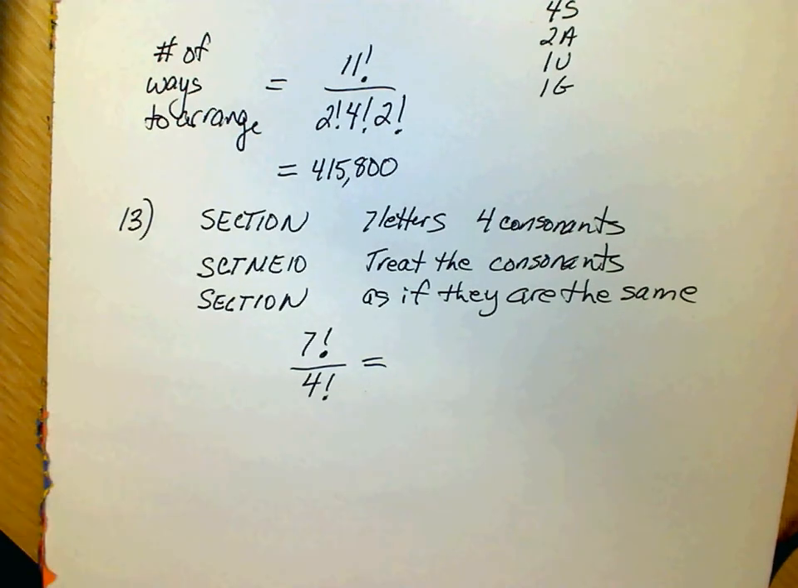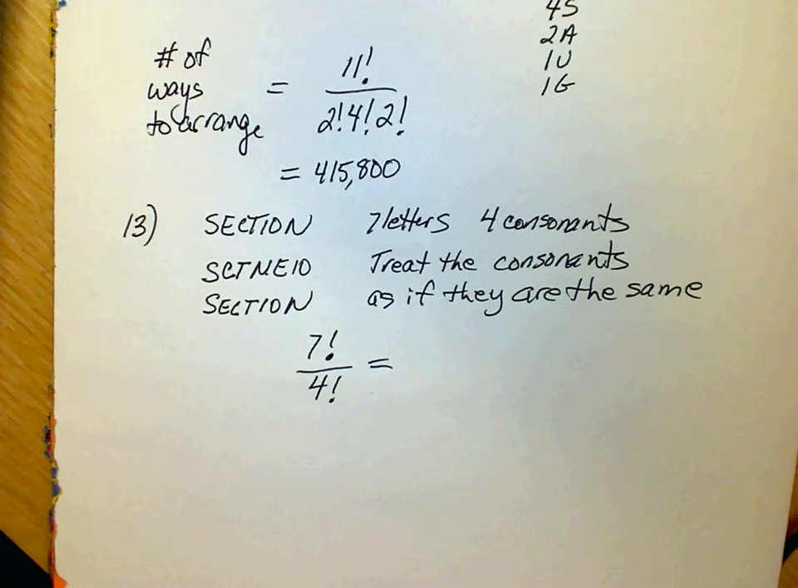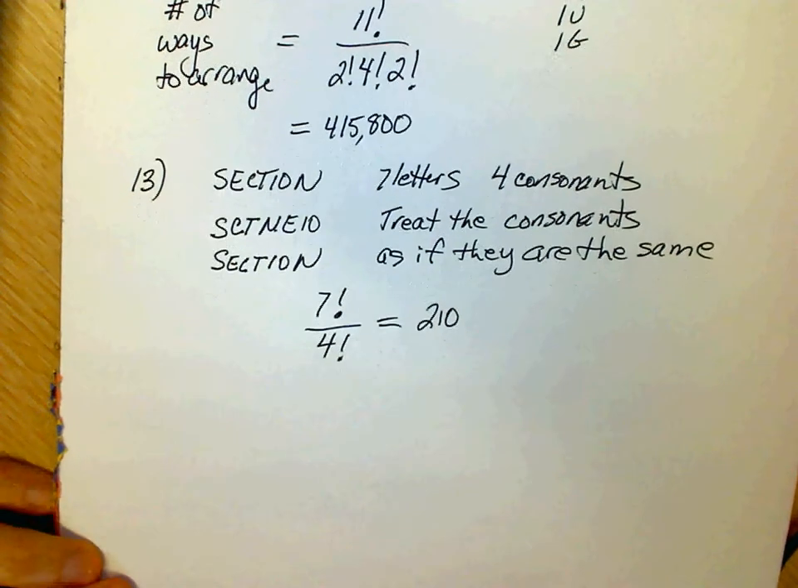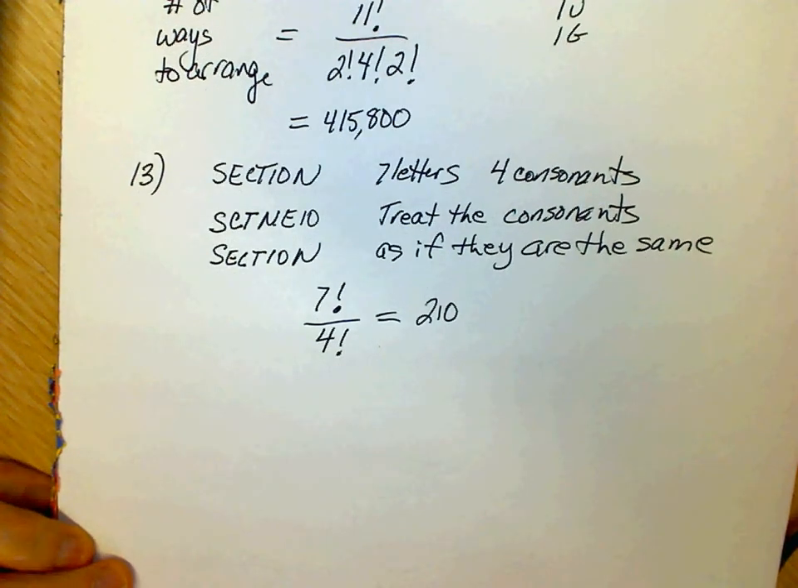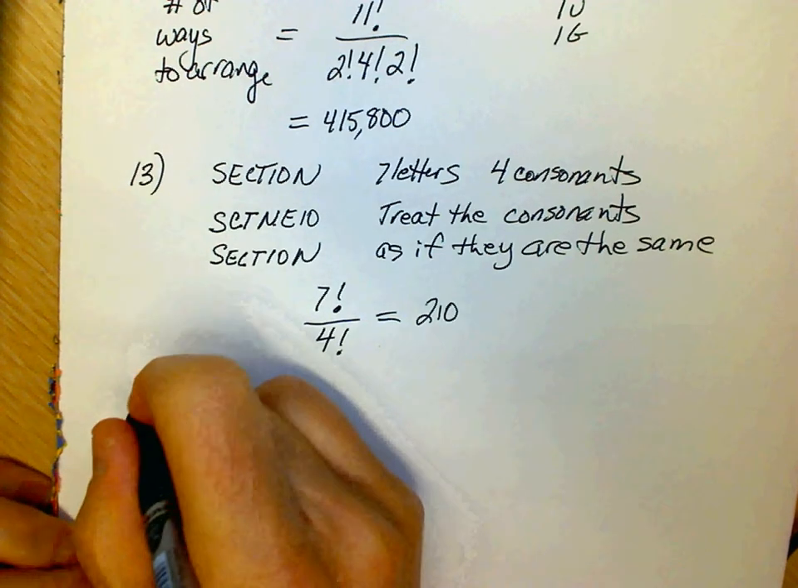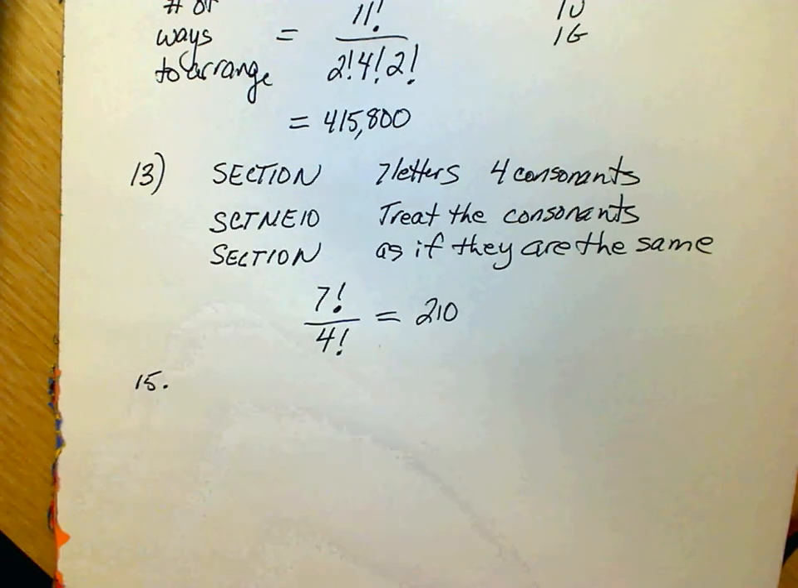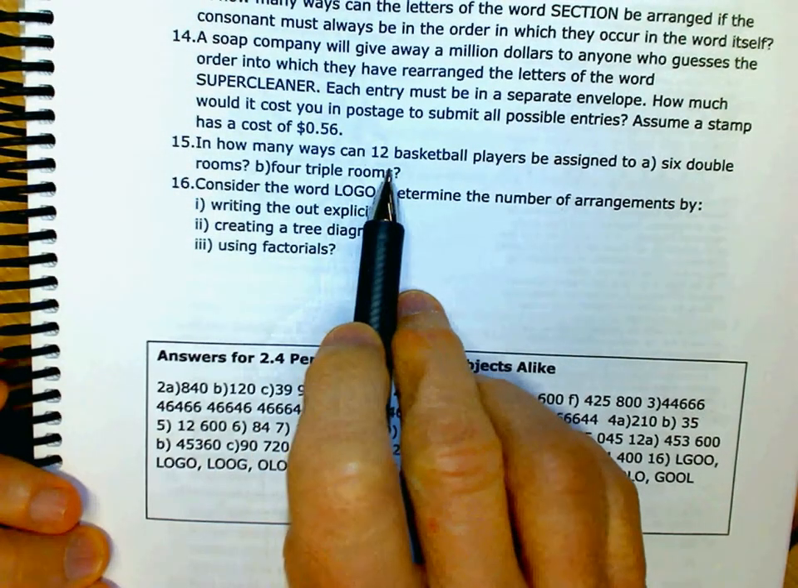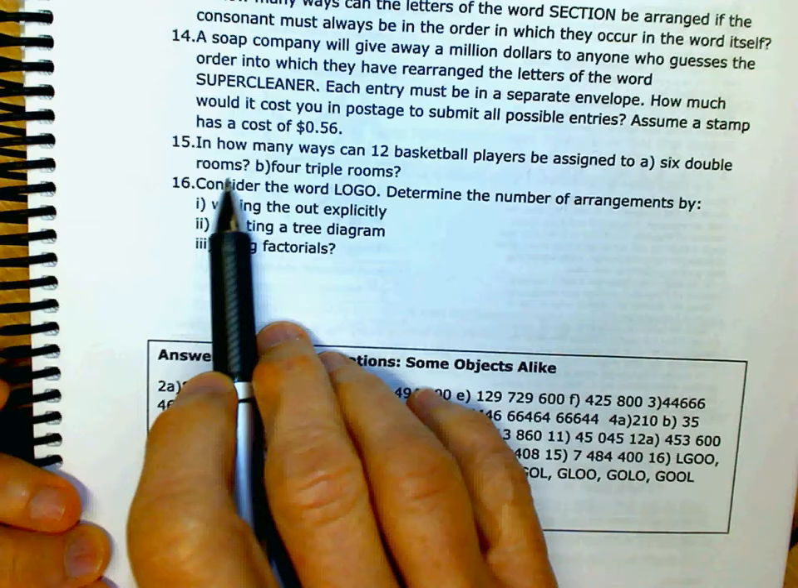Does anyone want me to explain that any better? Because it's a difficult concept. We get 210. Okay. The other question was 15. In how many ways can 12 basketball players be assigned to 6 double rooms, then 4 double rooms?